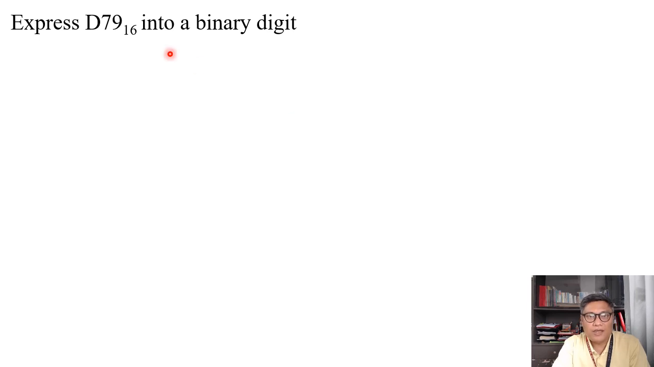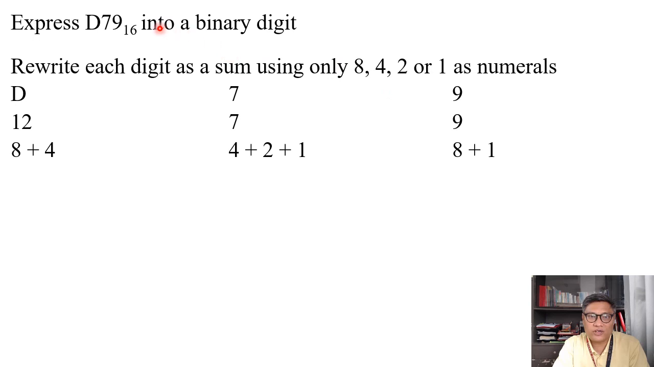Okay, so another example, we have to express D79 base 16 as a binary number. Again, we have to rewrite D79 as a sum using only these 4 numerals. But D is a letter, class. In hexadecimal, this is equivalent to 12. So instead of D, we rewrite this as 12. Then the combination for 12 will be 8 plus 4 only, while 7 can be rewritten as 4 plus 2 plus 1, and 9 can be rewritten as 8 plus 1.